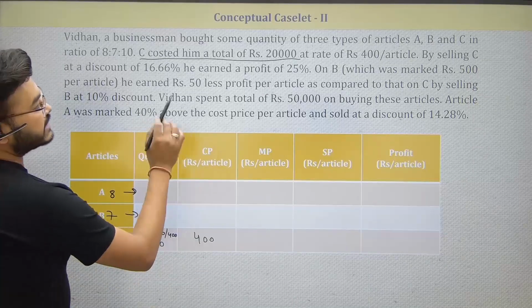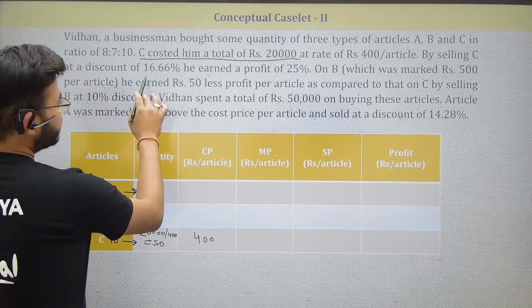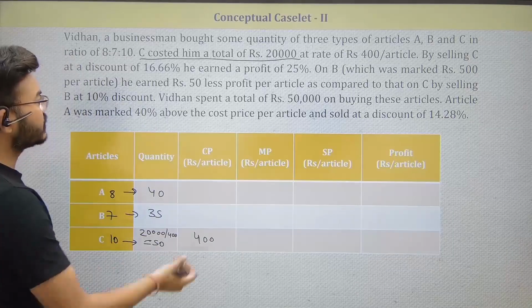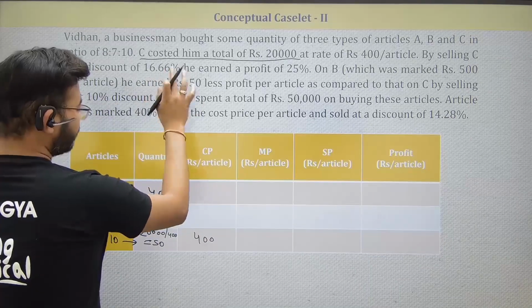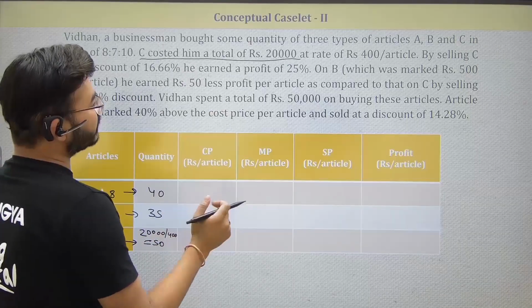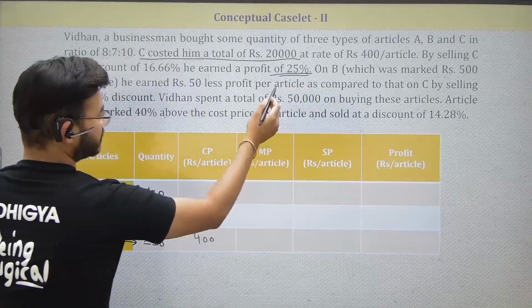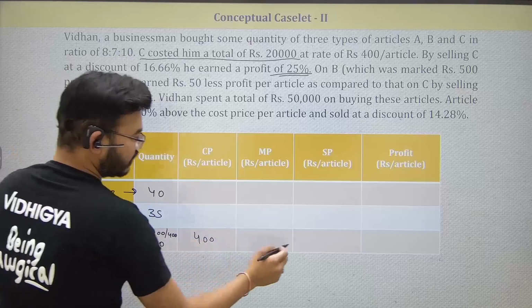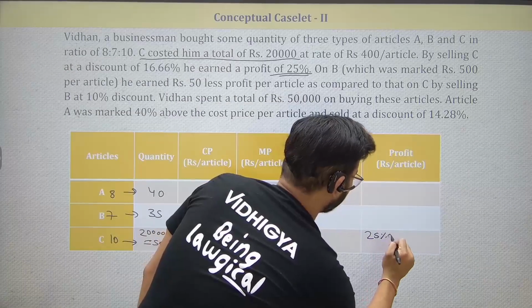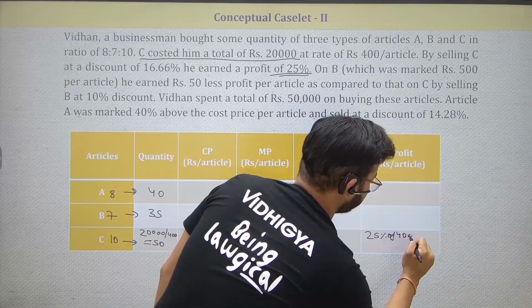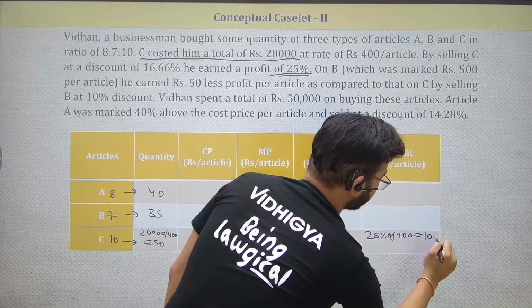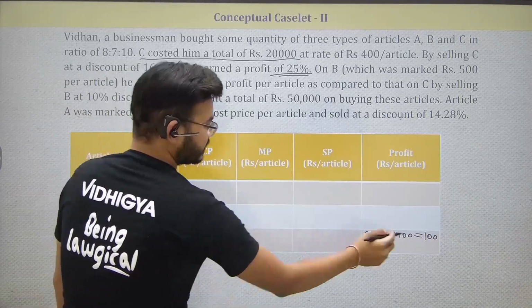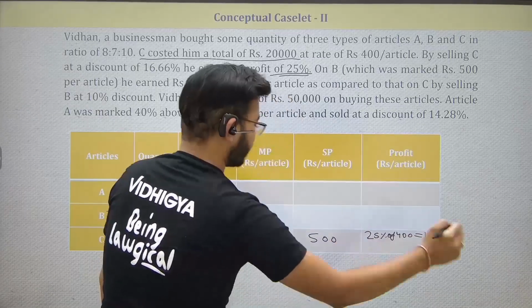Okay. Next, by selling C at a discount of 16.66%. Now 16.66% means 1 by 6. So if he's selling it at a discount of 1 by 6, he earned a profit of 25%. So profit is 25%. Profit is always calculated on cost price. So profit will be equal to 25% of 400. So that will be equal to 100 rupees. So cost price is 400, profit is 100. So selling price is cost price plus profit. So it becomes 500 rupees.